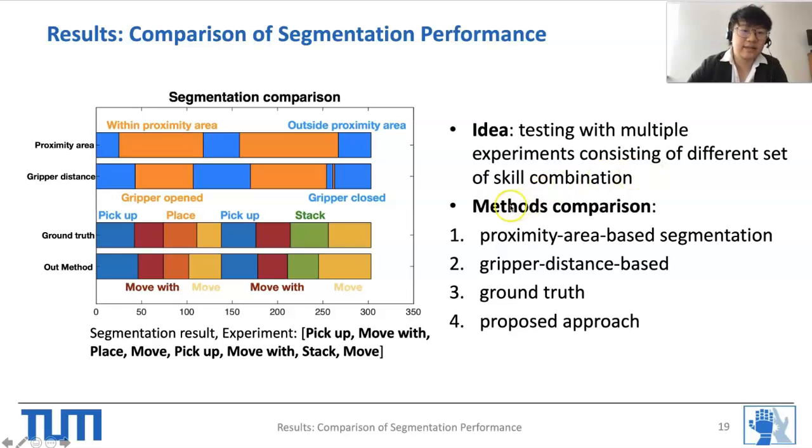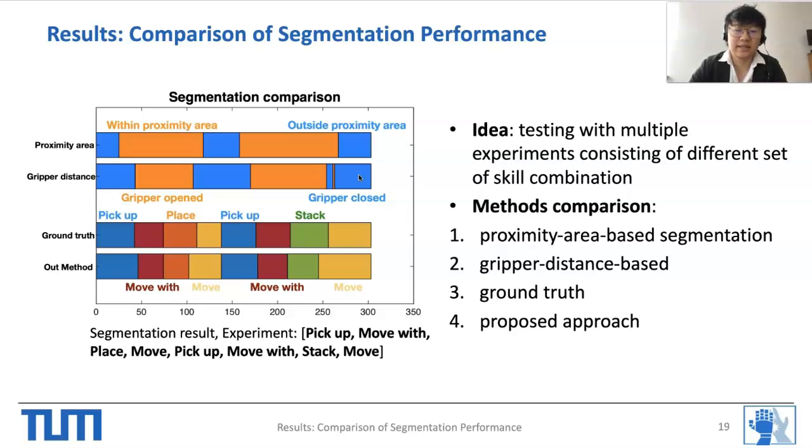On the left, we can see the segmentation results of an exemplary experiment. We compare our segmentation method with three different segmentation methods. The ground truth is where a human observer manually annotates the skills. In a proximity area-based method, we have the states within proximity area and out of proximity area state. In the gripper distance-based method, we have the gripper closed and gripper opened state.